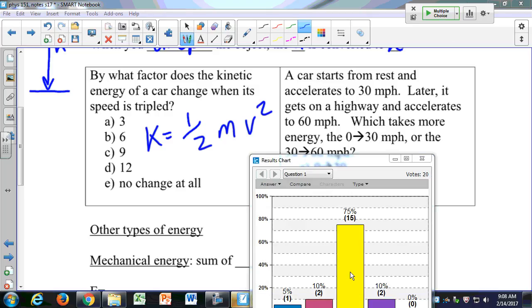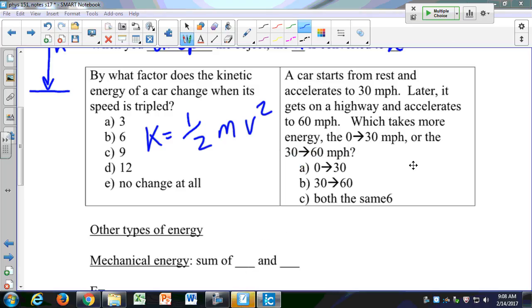Okay, that's better than y'all were doing. The answer is C, 9. That if I triple my speed, then my kinetic energy is increased by a factor of 9.